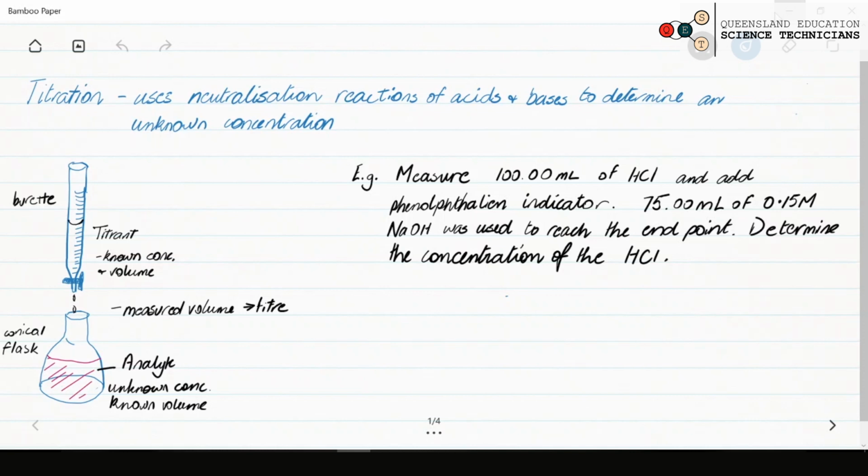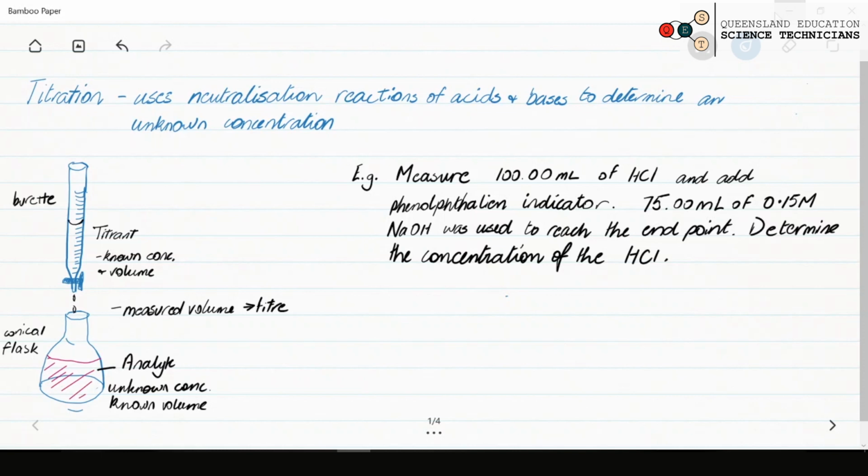We'll have a conical or Erlenmeyer flask in which we will place the analyte. The analyte is the thing that is of unknown concentration that we're trying to work out. So we'll put a known volume in with a suitable indicator. We'll then measure the volume of titrant required to reach the equivalence point, which is when it is neutral. So the only things in the solution are water and salt, along with the analyte.